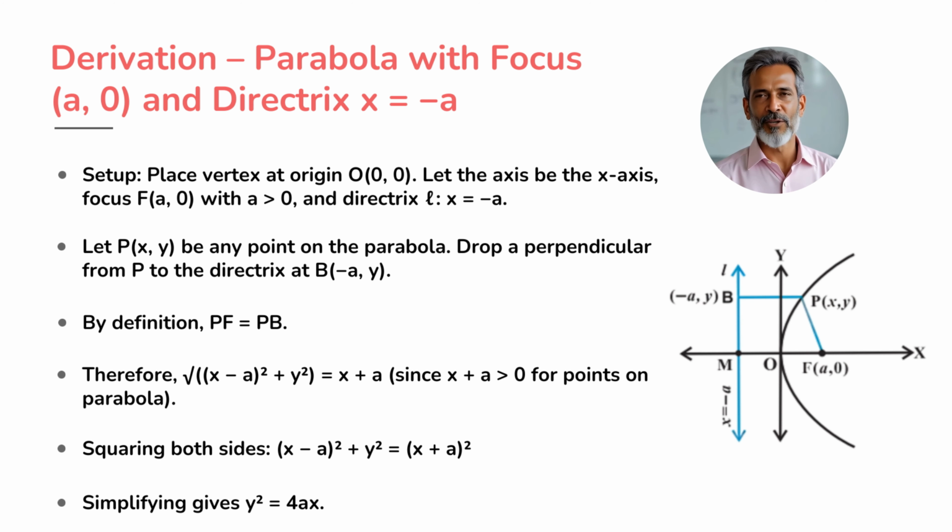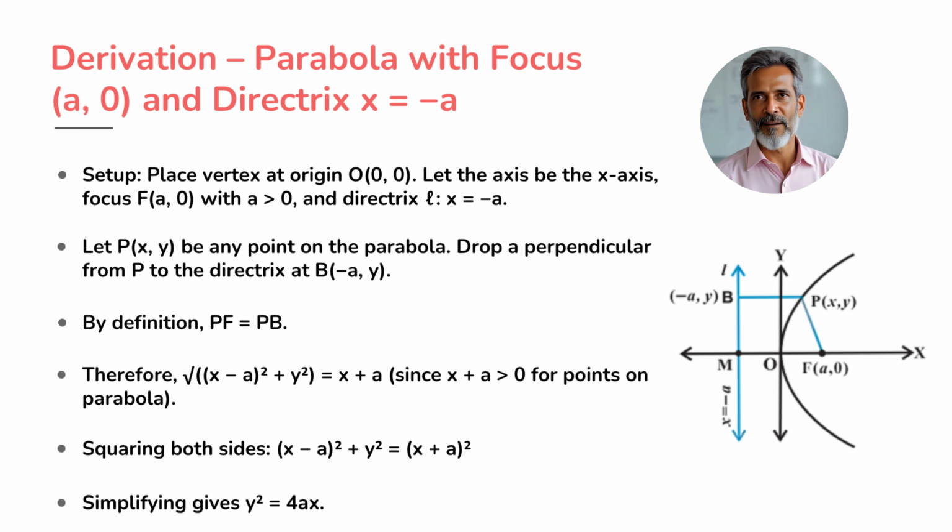Alright, let's derive the most famous parabola equation. The one every student meets first. y squared equals 4ax. Let's set up our coordinate plane. Place the vertex at the origin. That's the point (0, 0). Let the focus be at (a, 0), on the positive x-axis, and the directrix be the vertical line x equals -a. Now, pick any point P with coordinates (x, y) on the parabola.